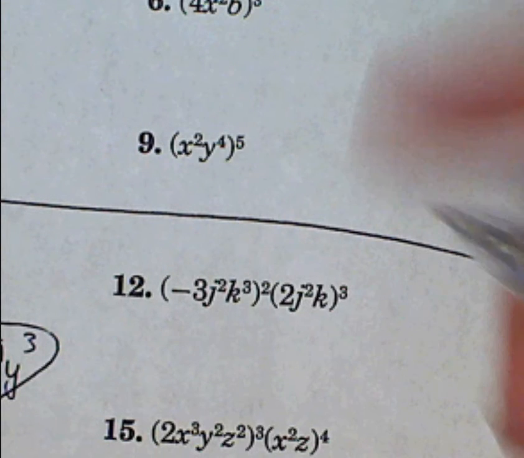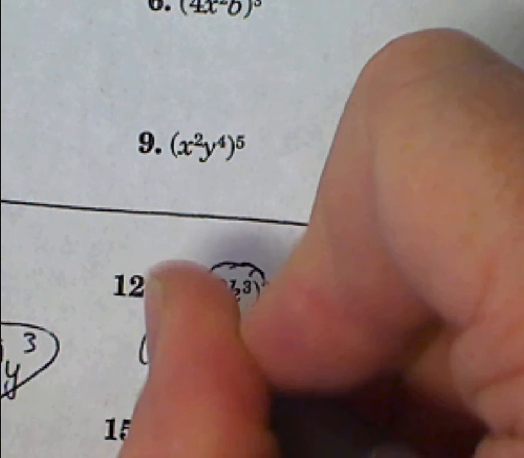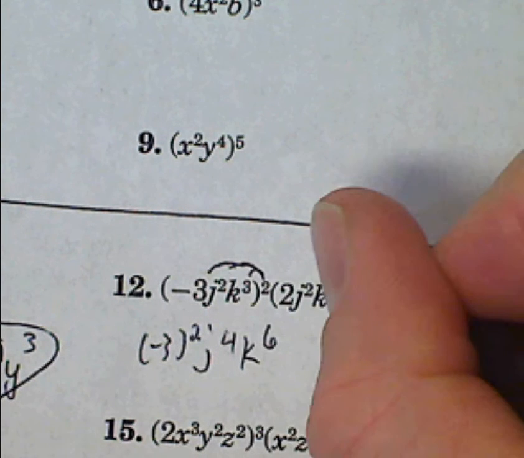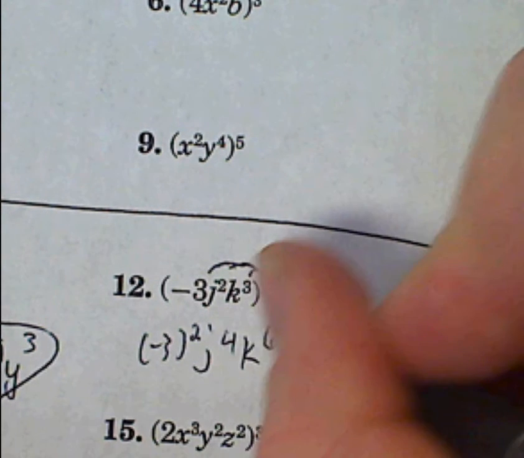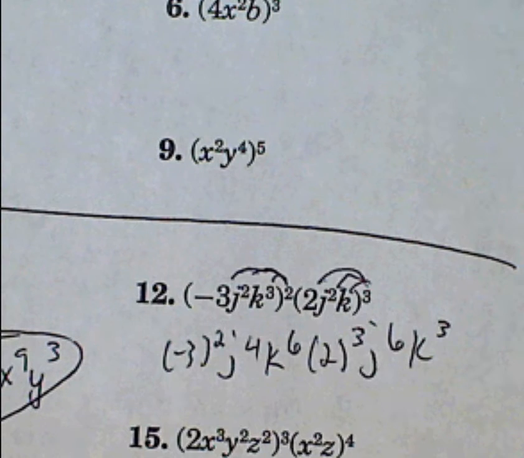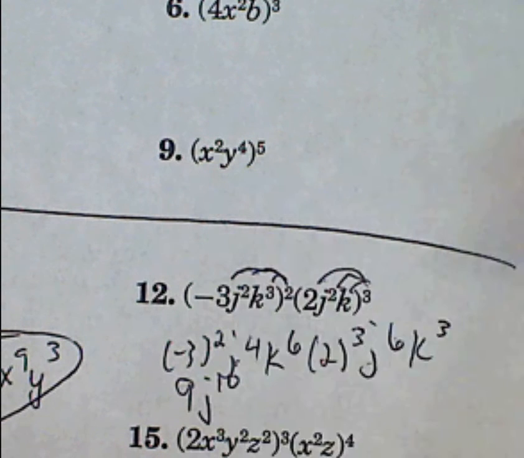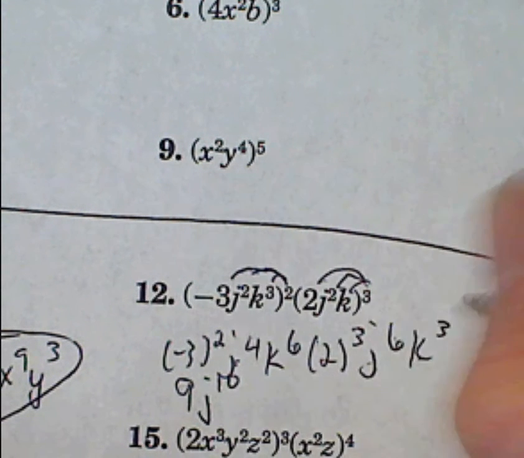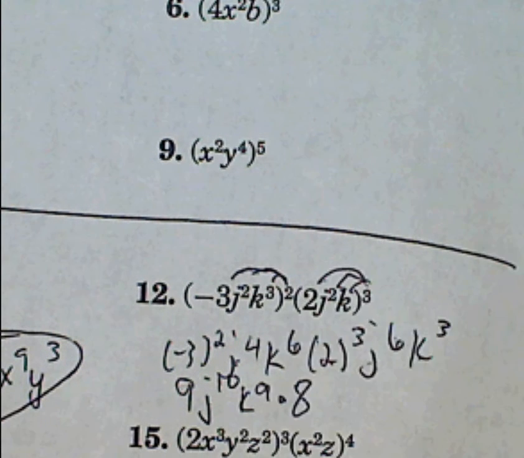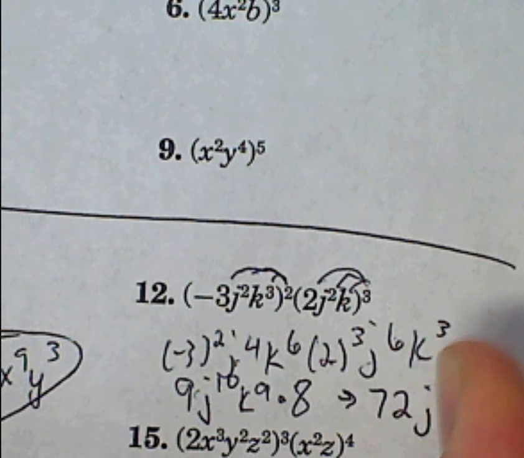Number 12. The 2 goes to everything on the left side. That's negative 3 squared, j to the 4, k to the 6. Then I distribute the 3, so that would be 2 to the third, j to the 6, k to the third. Negative 3 times negative 3 is 9. J to the 4, j to the 6 becomes j to the 10. K to the 6, k to the 3 becomes k to the 9. 2 times 2 times 2 becomes 8. Now I can take 9 times 8, 72. J to the 10, k to the 9.